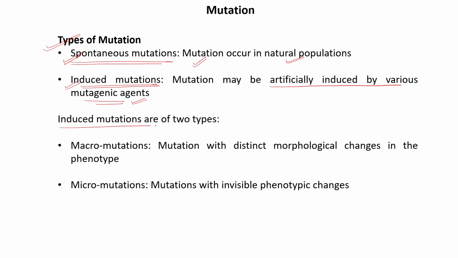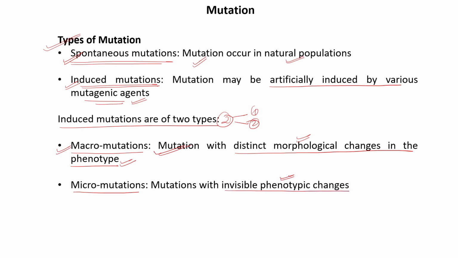Now, induced mutations are of two types. What are those? Macro mutations. Mutation with a distinct morphological change in the phenotype. That brings morphological change. The phenotype gets changed. Okay. So that is the mutation with distinct morphological change, that is called macro mutations. Micro mutations. Mutation with invisible phenotypic change. You cannot see that change, but yes, there is a change, okay, and that is called micro mutations.